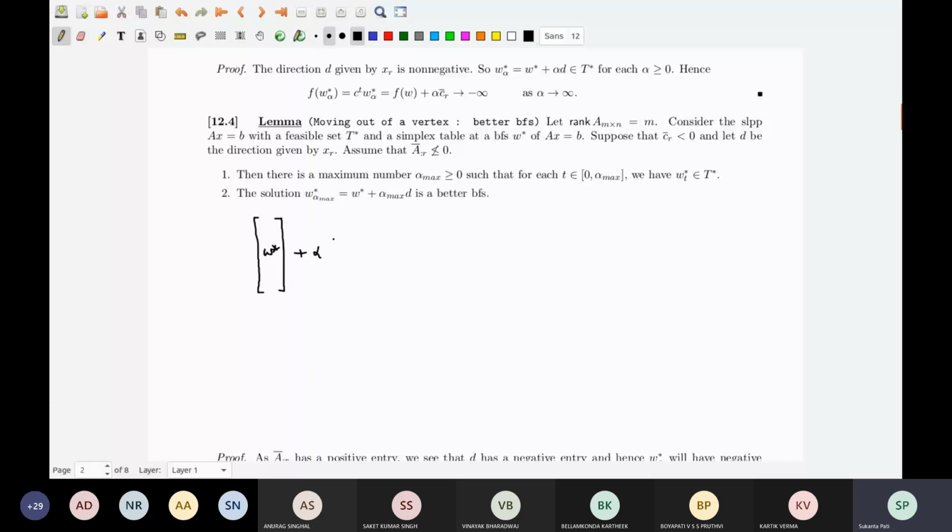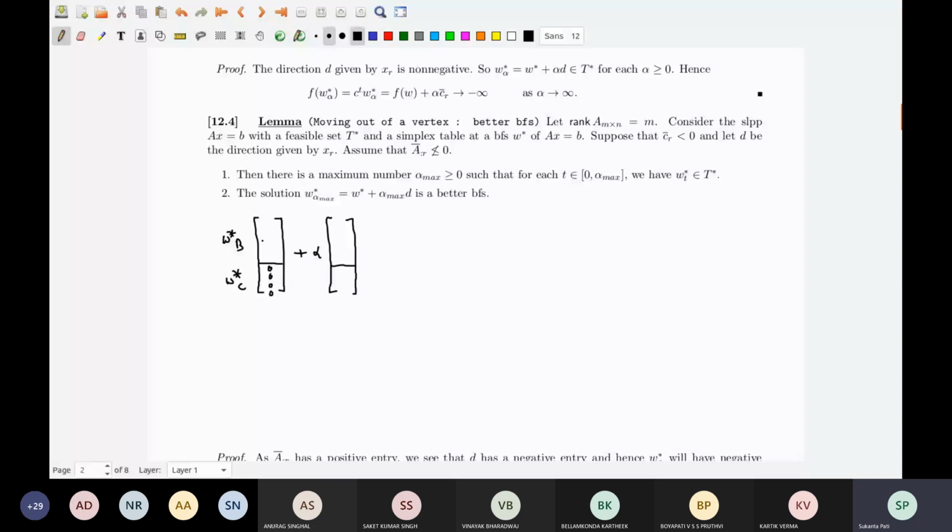In fact, let me erase W star. W star has two parts. Let me write it this way, in the direction of D as much as possible. One is W star B, the basic part, and the other is W star C, the non-basic part. The non-basic part, by definition of a basic solution, will be 0. And the basic part I know to be B inverse b.